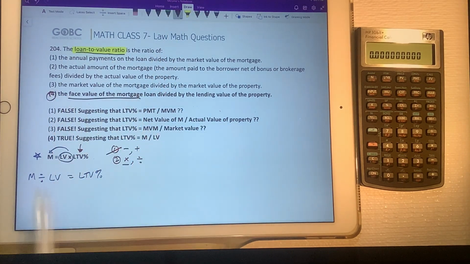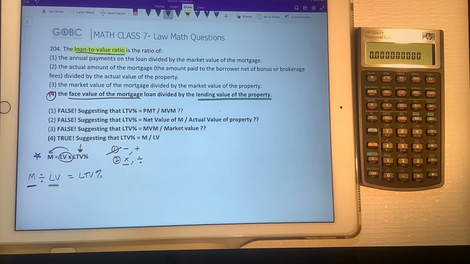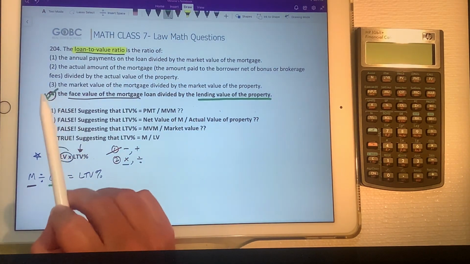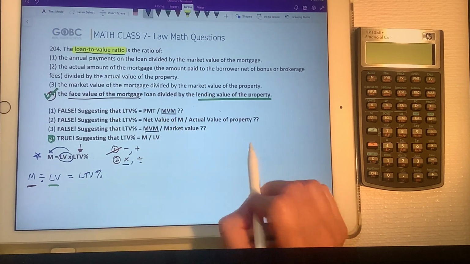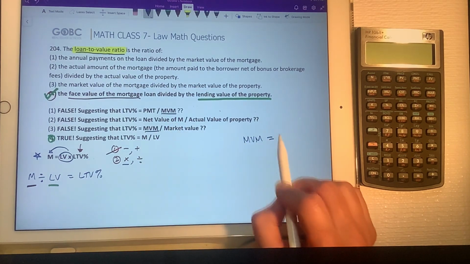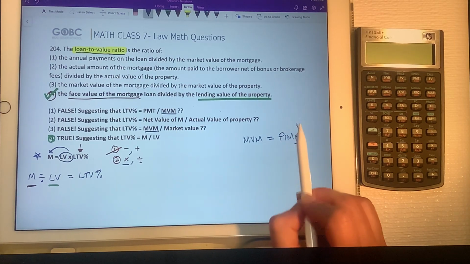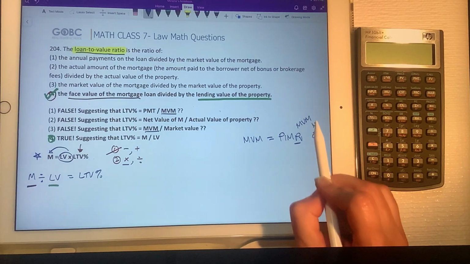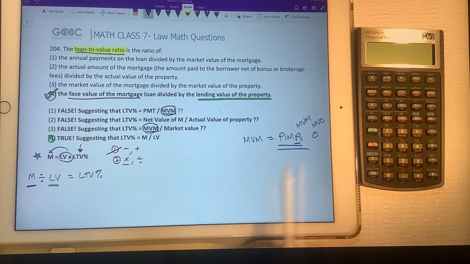It's the face value of the mortgage loan, so M, divided by the lending value of the property, which is your LV. Okay, so that is your true statement. This one's correct. The other ones are talking about other rearrangements or other terms that aren't even in the formula. So market value of the mortgage, where did we know that one from? That was from our PIMP questions. The PV was the market value of the mortgage, and when we had our PIMPO, that was the market value of the offer. So this is referring to something that you find when you do your PIMPO questions.